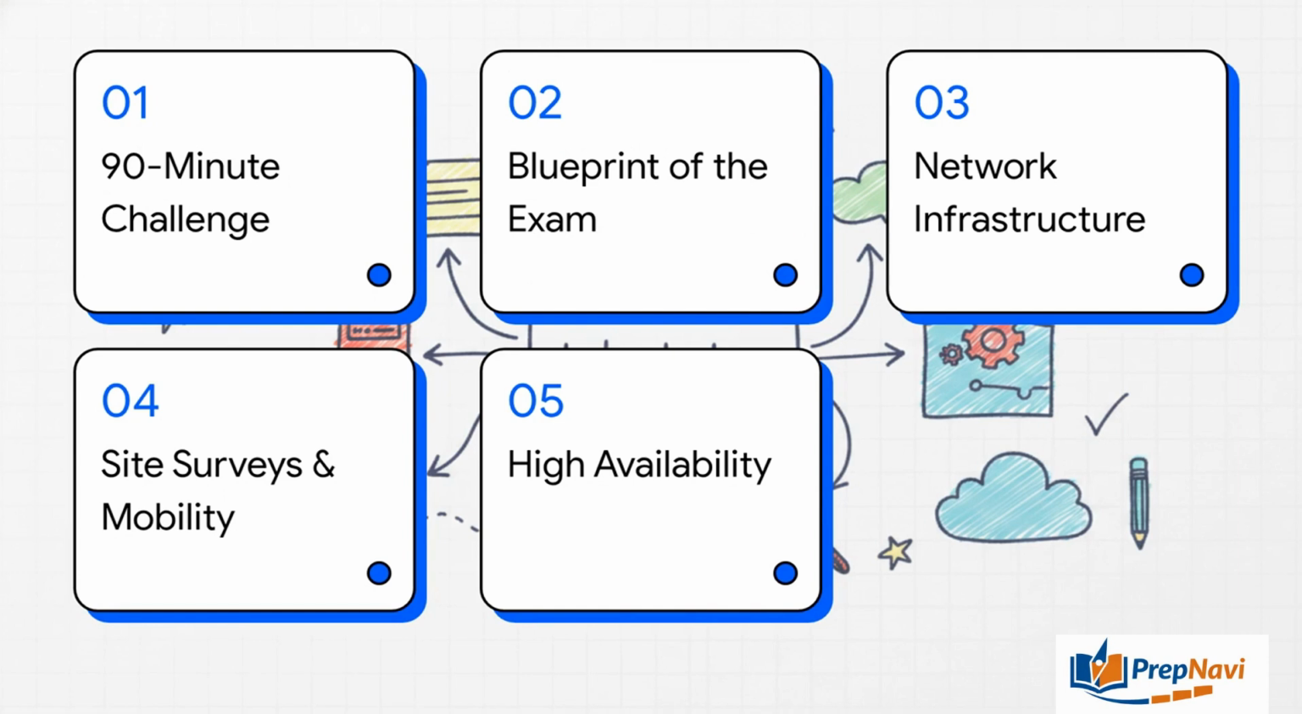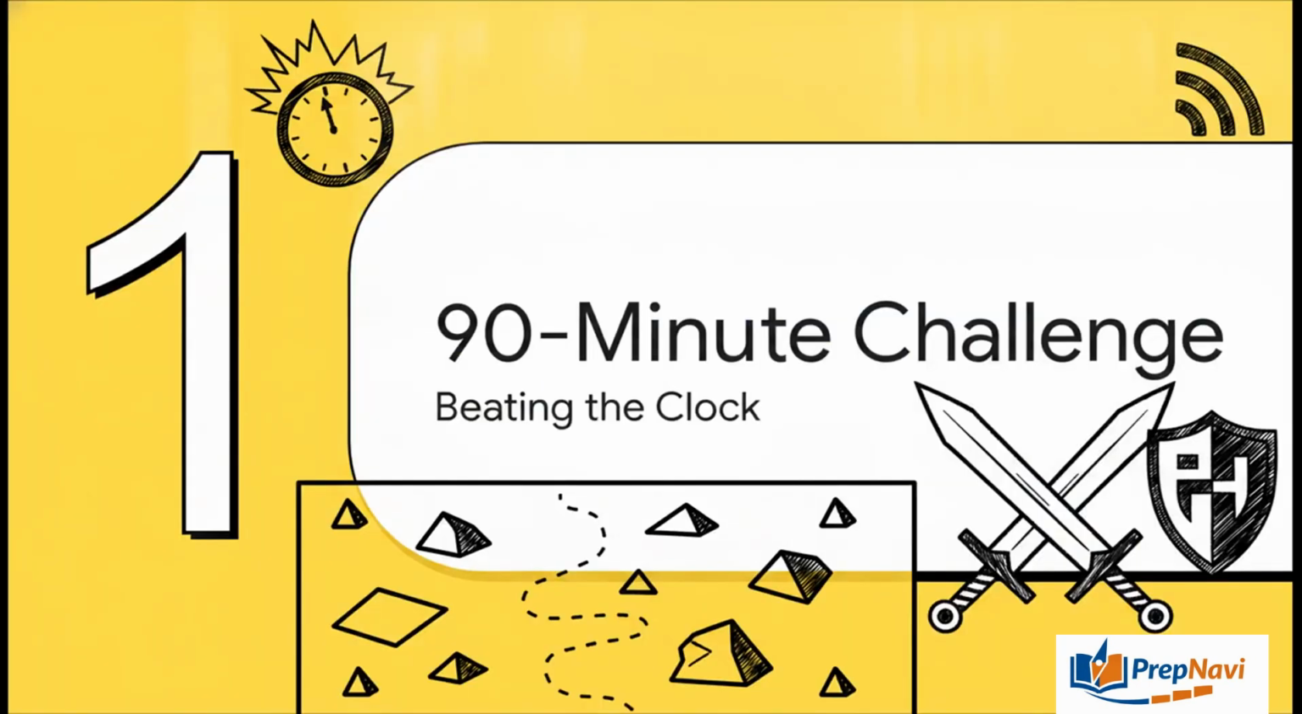Here is how we're going to break this down today. First, the 90-minute challenge. Then we'll map out the blueprint of the exam. After that, we hit the heavyweight, network infrastructure. We'll follow that up with site surveys and mobility. And finally, wrap things up with high availability requirements. Let's jump in. Kicking things off with part 1, the 90-minute challenge and how to beat the clock.